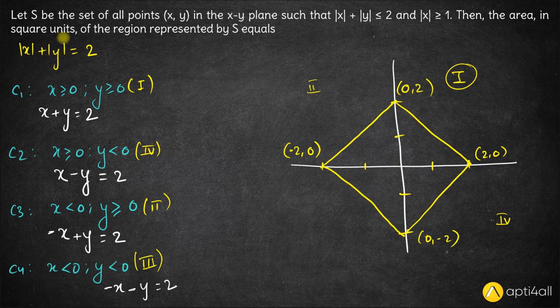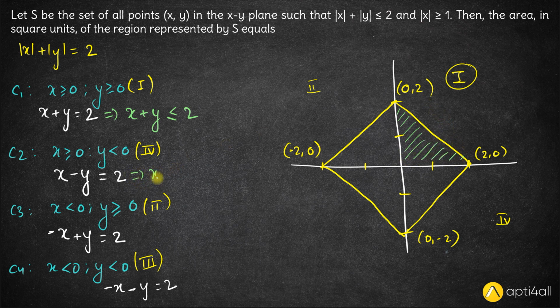But what we actually have is |x| + |y| ≤ 2. So in the first quadrant you will get x + y ≤ 2. This is when you have x + y = 2, so x + y ≤ 2 will basically be this whole region.